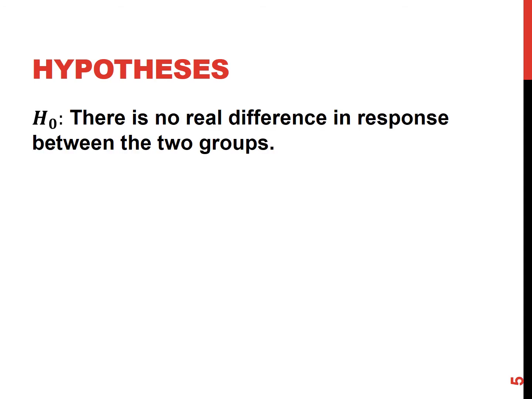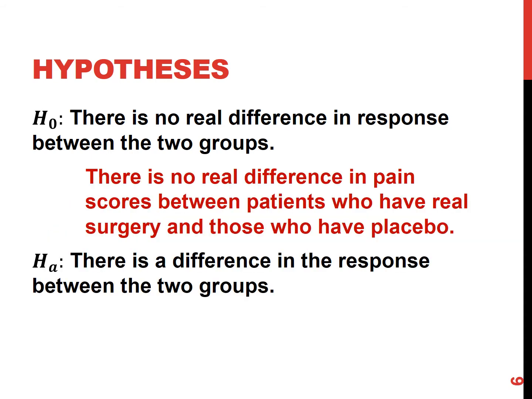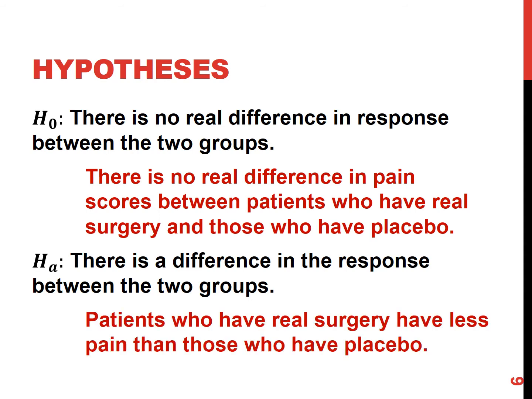Now, to have a hypothesis test, we need to have the null and alternative hypotheses. The null hypothesis is always going to be that there's no real difference in response between the two groups. The difference we saw was just because of chance. The alternative is that there is a difference in the response between the two groups that is real. In the context of this example, the null would be that there's no real difference in pain scores between patients who have real surgery and those who have placebo. And the alternative would be that patients who have real surgery have less pain than those who have placebo surgery.